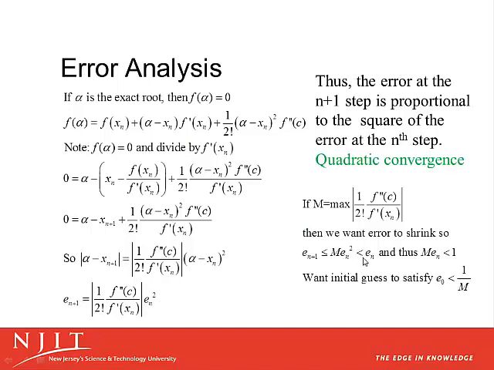And we want that to be less than the old error. Dividing both sides by the previous error, e sub n, we get M times e sub n should be less than 1, and thus we want the initial guess to be within 1 over big M of the root that we're looking for, and then the method should converge. Hopefully we'll have an initial guess that's even better than that.